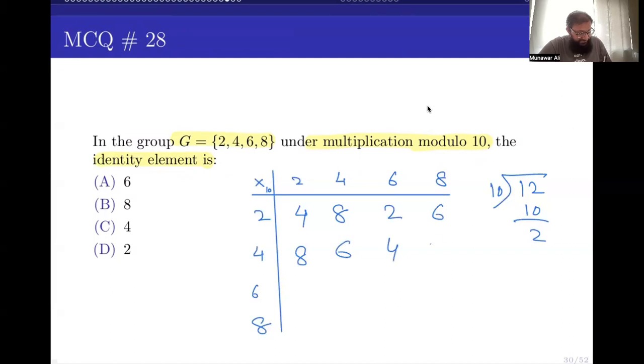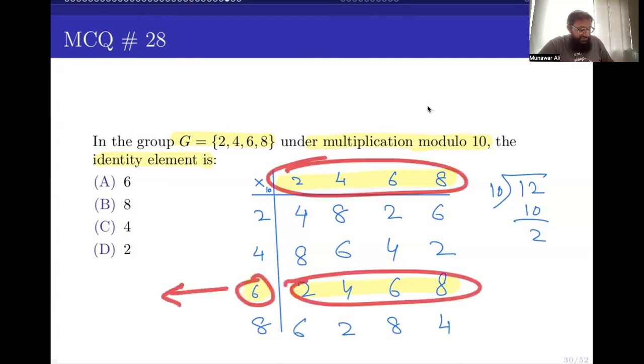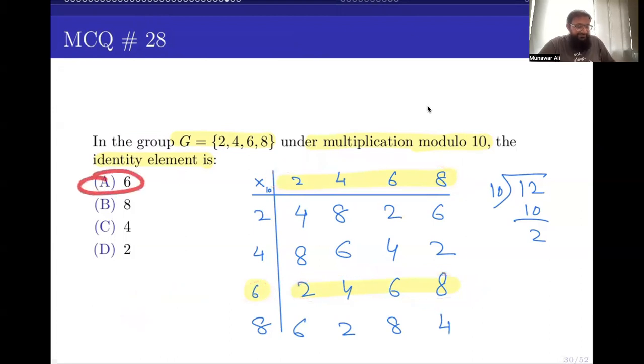Continuing the table, the rows come out as 4, 6, 8, 6, 2, 8, 4. So you have to see, if this row is 2, 4, 6, 8, which is the other row that is also 2, 4, 6, 8? It means I multiply this whole row with 6 and my answer is the same row. So 6 is going to be the identity element.